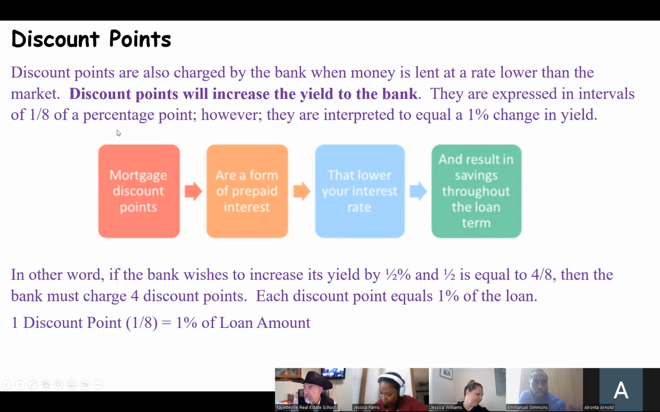First, here, discount points, I've got this in bold here. Discount points will increase the yield to the bank. Basically, mortgage discount points are a form of prepaid interest that lowers the current interest rate and results in savings throughout the loan. For example, right here, each discount point equals 1% of the loan amount.